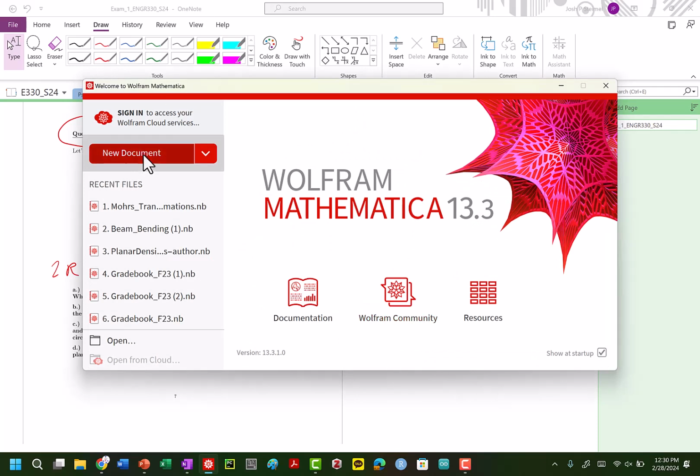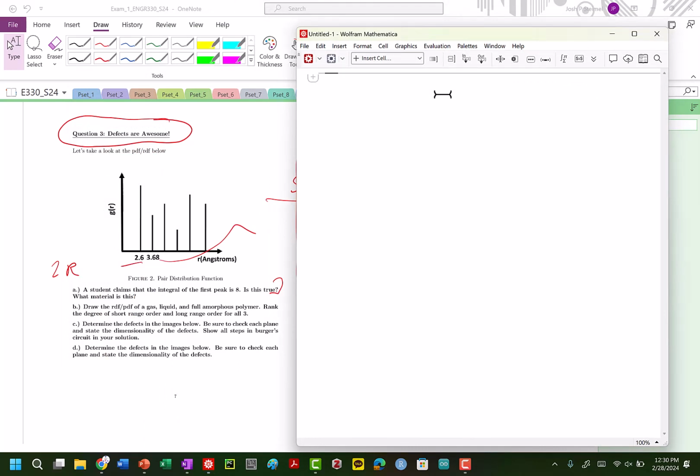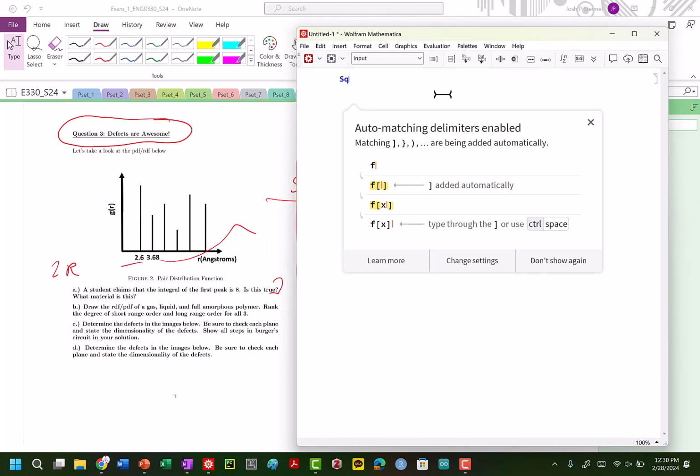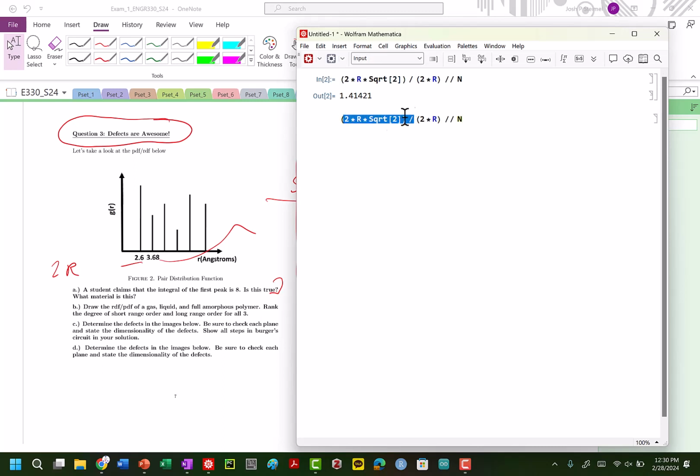All right, so let's go ahead and we can look at those relative ratios. Actually, let's do the whole thing: 2 times r times square root of 2 divided by 2 times r. Let's do that numerically. But compared to 4 times r divided by square root of 3 equals the following. So 3.68 divided by 2.6.